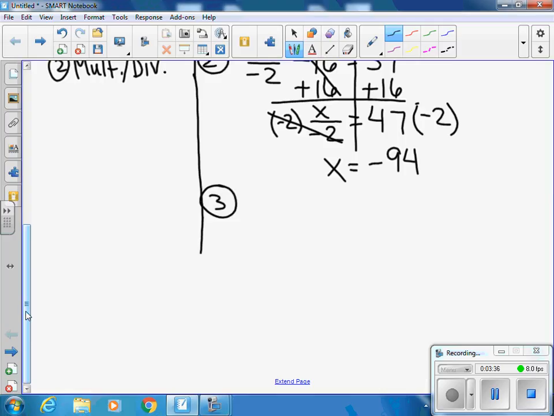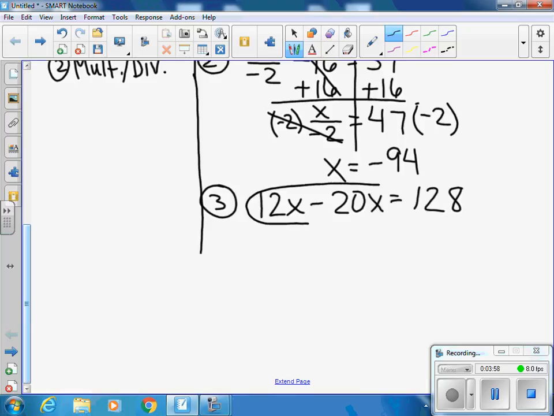All right, for the next one, some of them look like this: 12x minus 20x equals 128. This is not your normal looking two-step problem, but it is a two-step equation because it takes two operations to make this happen. Instead of adding and subtracting first, you're going to have to combine like terms first. If you notice, this 12x and this minus 20x can go together. So if I take 12 minus 20, I'm going to get negative 8x equals 128.